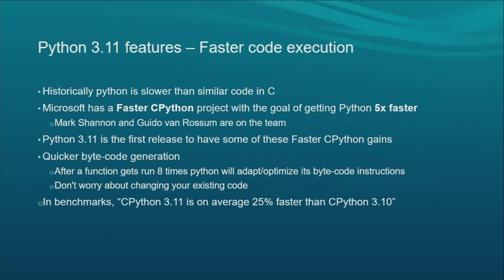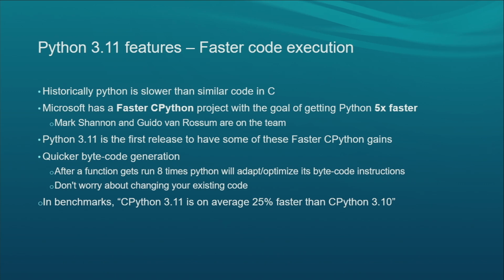Specifically, there's quicker bytecode generation now. Before, when Python was interpreted into bytecode, it was the same way every single time. And that's why sometimes, if you were actually a really good C programmer, you could write better code that would produce better bytecode and run faster. Now, Python 3.11 has this neat function where if a function ends up getting run 8 times into memory, it's going to automatically adapt and optimize its bytecode to run faster.